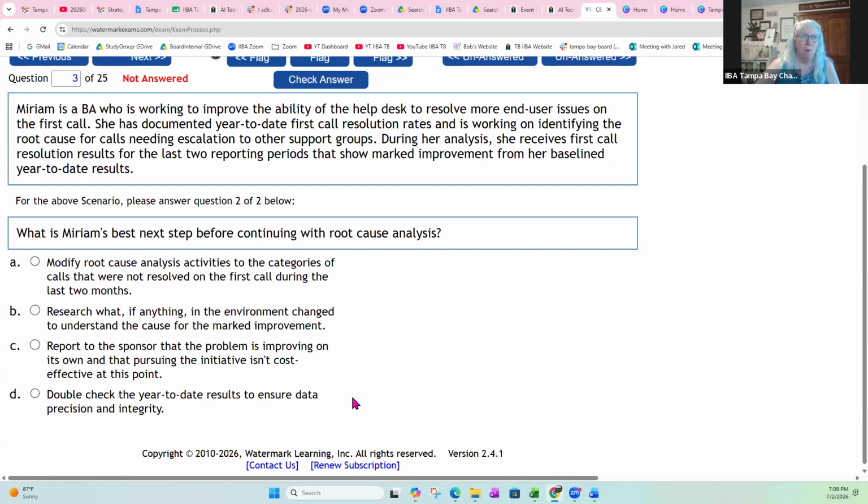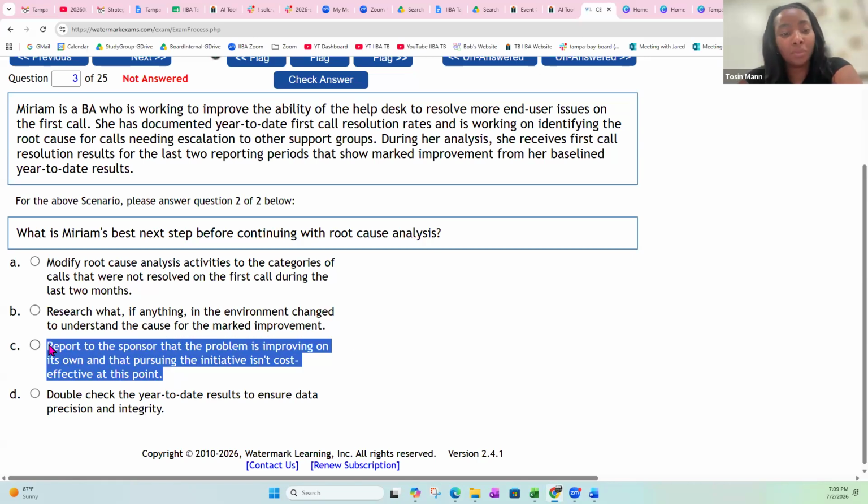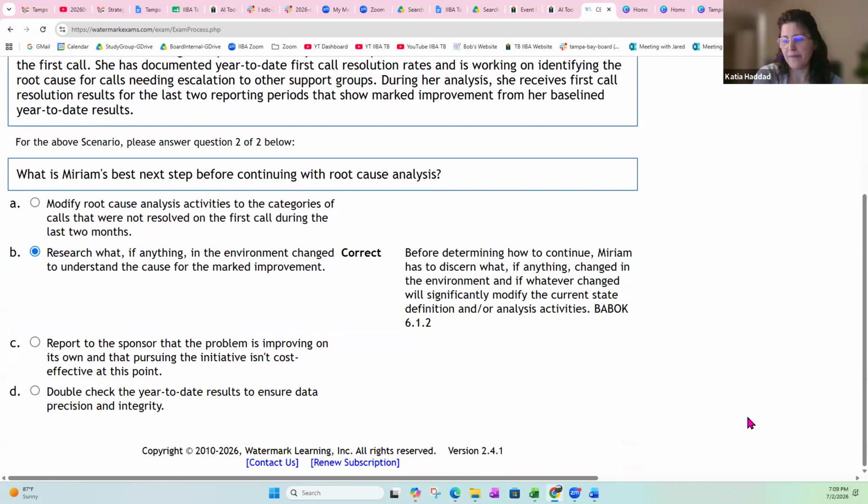Let's eliminate one. C. Agree. Yeah, definitely. Okay, and which one should we choose? I would say B. Yep. Research. Yeah, B. You're correct. Before determining how to continue, Miriam has to discern what, if anything, changed in the environment, and if whatever changed will significantly modify the current state definition and/or analysis activities. You know, we totally replaced that system you were going to work on, so maybe you should know that.